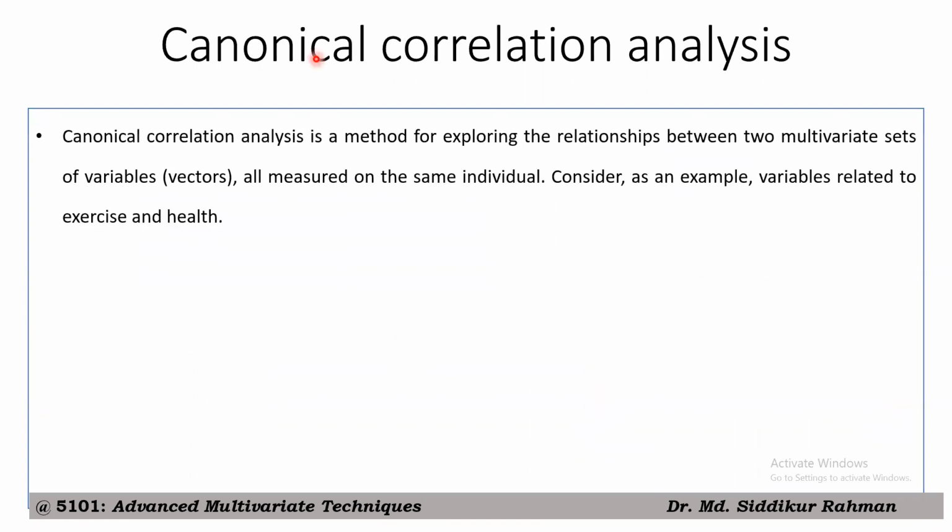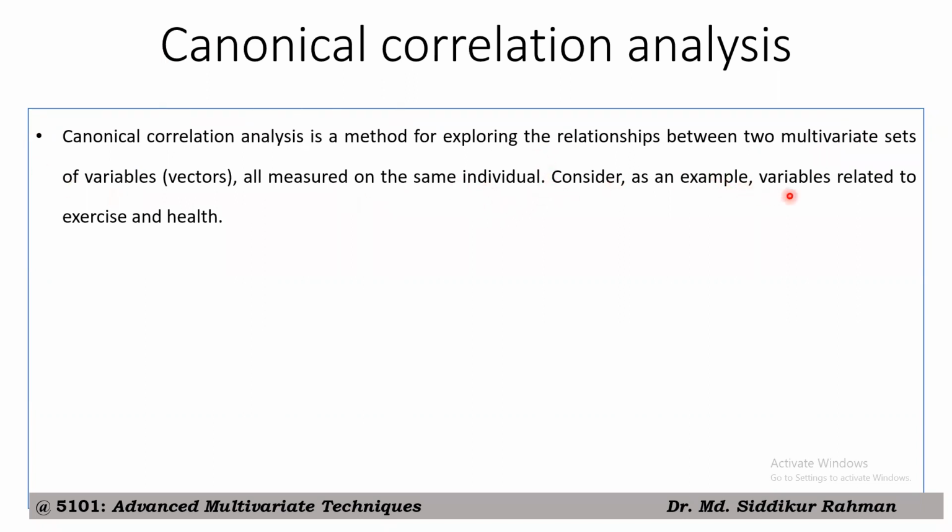So canonical correlation analysis is a method for exploring the relationship between two multivariate sets of variables, right? So you can say these are the two vectors, all measured on the same individuals. You have to keep in mind that all the measures, so we are talking about the multivariate variables or multivariate vectors or multivariate sets, right? But you have to keep in mind that these variables or multivariate sets must come from the same individuals. So this is one of the most critical assumptions of multivariate analysis, right?